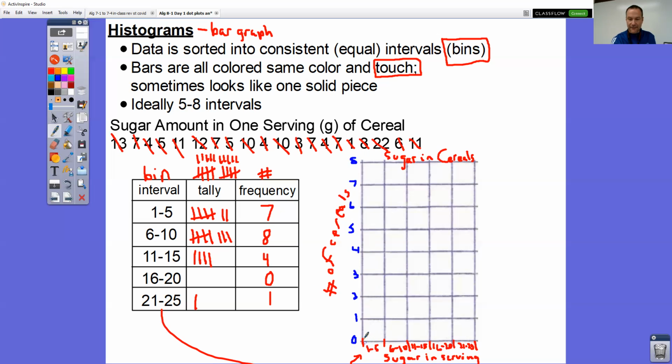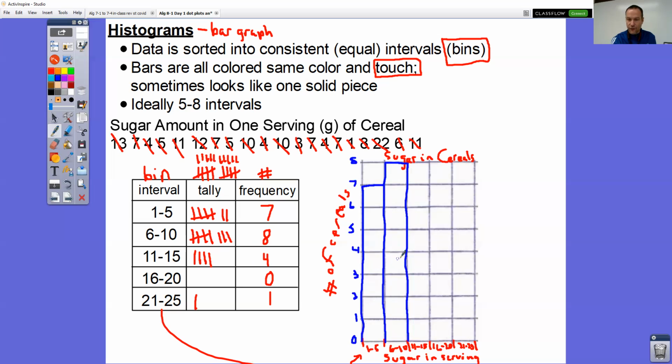So 1 to 5 was 7. So I'm going to make my bar here going all the way up to 7. I'm going to go straight across at 7 and straight down like that. 6 to 10 is 8. So I don't need to make another line here. I can just use this line. I'm going to go up to 8 and then go all the way down.